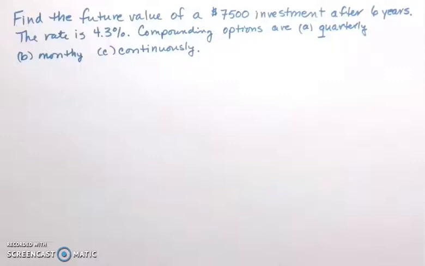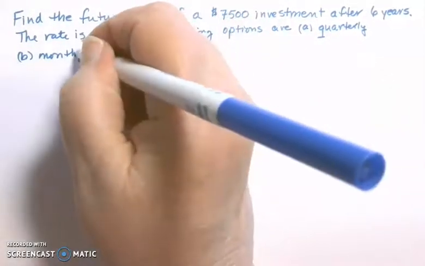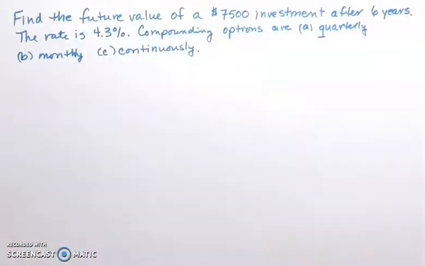Suppose you have $7,500 to invest for 6 years. The rate that's offered is 4.3%, but you do have some options in compounding. It may be compounded quarterly, or monthly, or continuously. So, first of all, let's think about what we would use to find future value compounded quarterly.